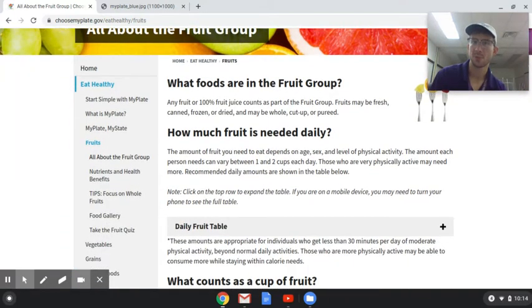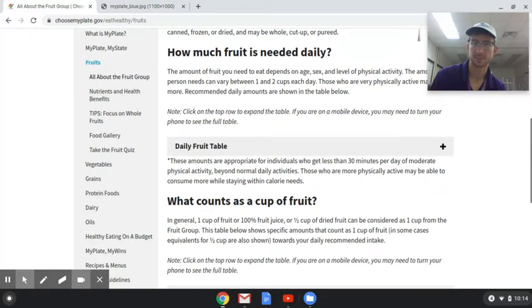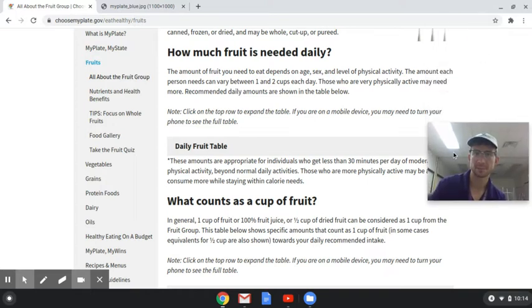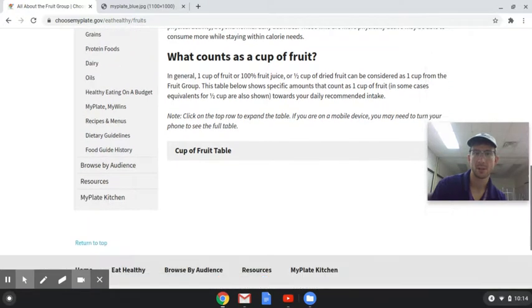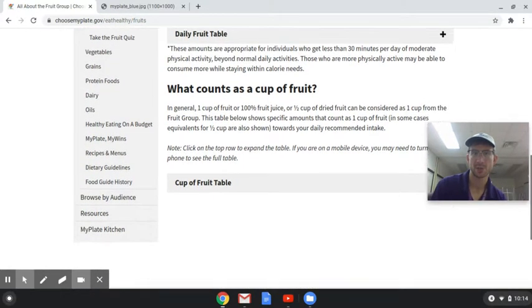So it'll tell you what are fruits. Fruits are either any fruit or 100% fruit juices. It'll tell you how much fruit you need to have, such as 1 to 2 cups a day, and people who are physically active may need more. And also, it tells you what counts as a cup of fruit. In general, 1 cup of fruit or 100% fruit juice or 1/2 cup of dried fruit can be considered 1 cup from the fruit group.